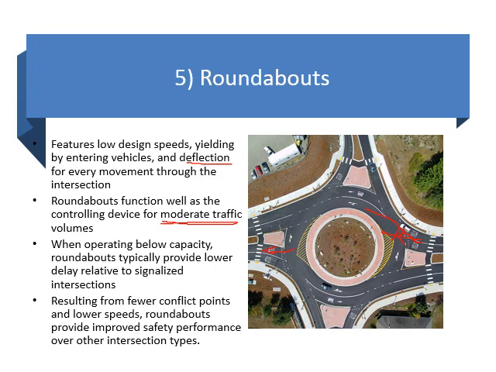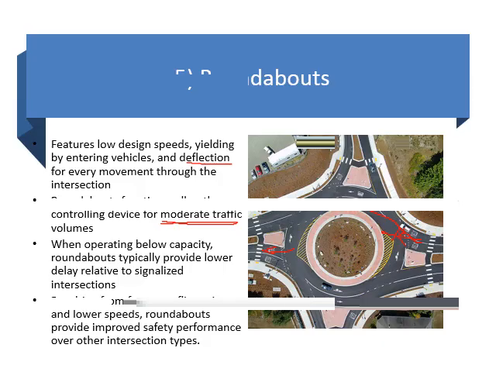So it has fewer conflict points and lower speeds, and because of that, the safety provided by the roundabout is much higher than any other type of intersection. Roundabouts provide higher safety, meaning fewer accidents than any other intersection.